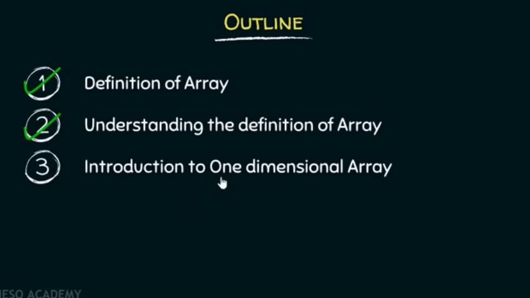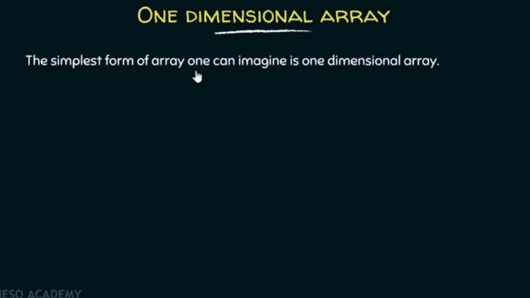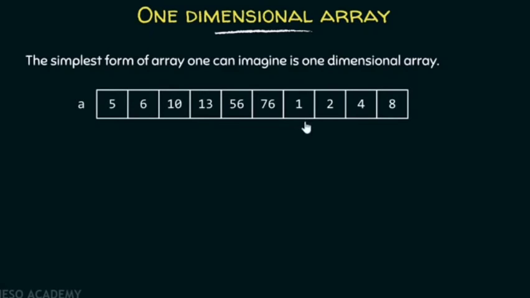Now, I will introduce you to one-dimensional array. The simplest form of array one can imagine is one-dimensional array. Let's see how a one-dimensional array looks like. This is how a one-dimensional array looks like. This is already what we have seen, right? So the array that we have already seen is nothing but a one-dimensional array. It is a large chunk of memory, a single row, divided into number of blocks. And each block is capable of storing some data value, right? And all of them must be of same type.